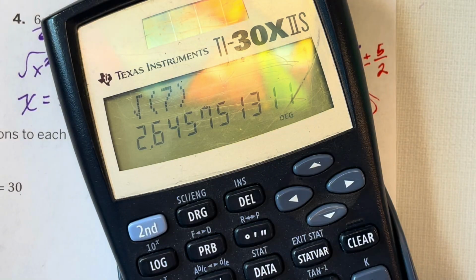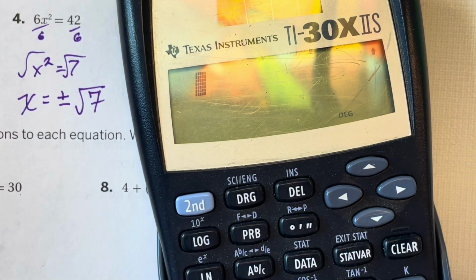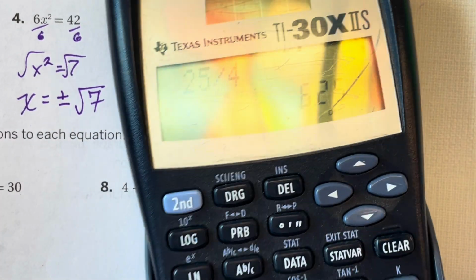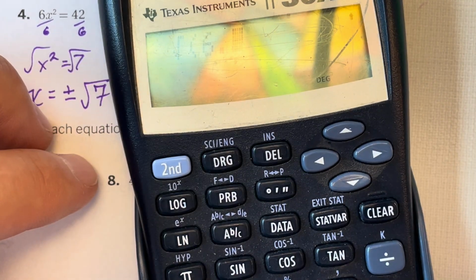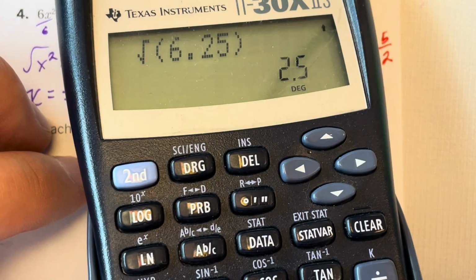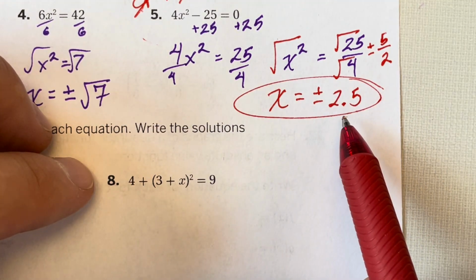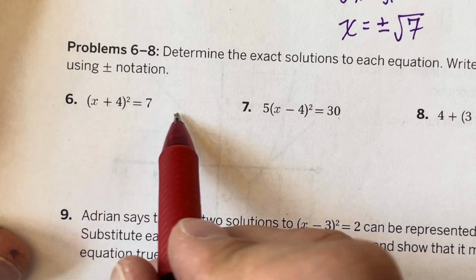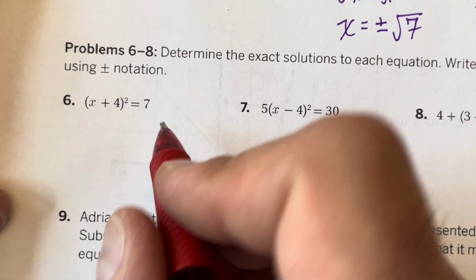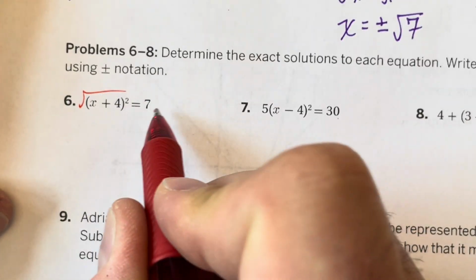Again, on our calculator, we could take 25 divided by 4, and we get 6.25. Then we could take the square root of 6.25, and look at what we get. We get 2.5, plus or minus 2.5. Same answer, just a different way of logically getting there. One without a calculator.